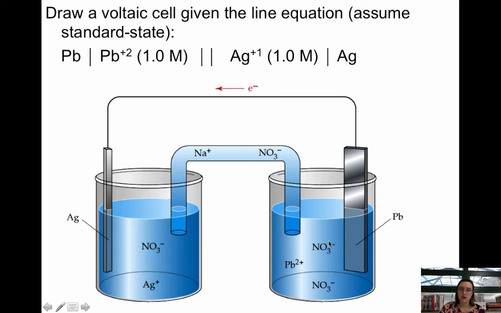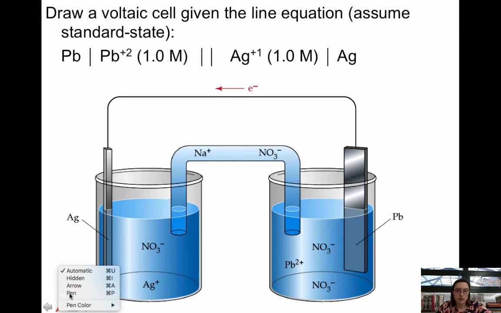Now, this is NO3 minus. You don't need to show the nitrates in the beaker. You do need to show the nitrates in the salt bridge, though. So really in the solution, what I'm focused on is Pb as the anode, and Pb2+ in solution. Then I want Ag as the cathode and Ag+ in solution. And then in the salt bridge we have Na+ and we have NO3 minus.